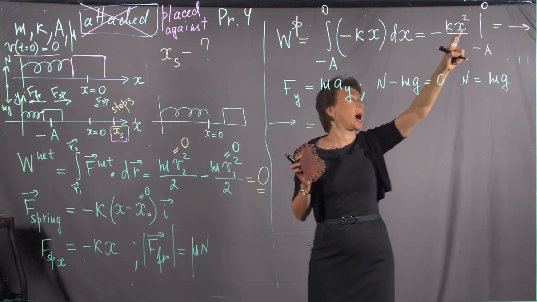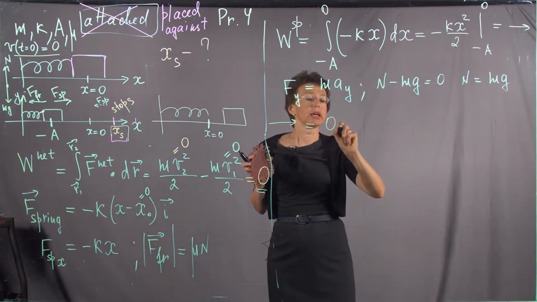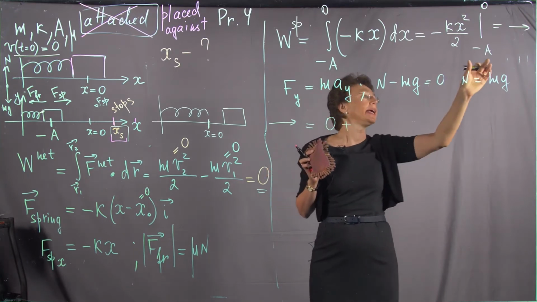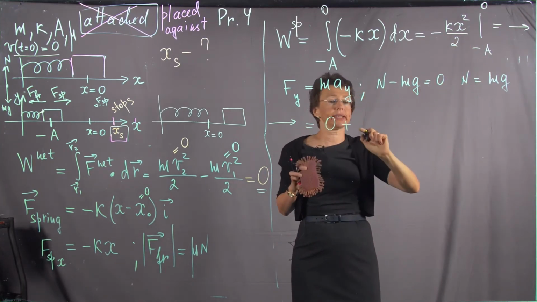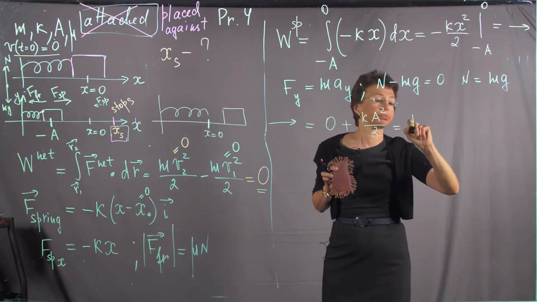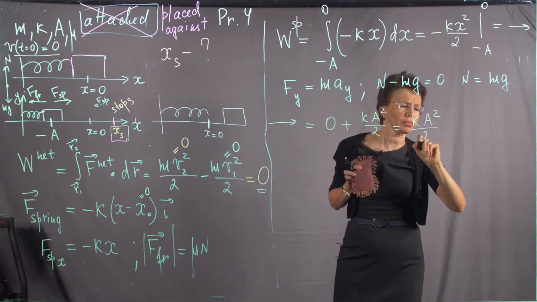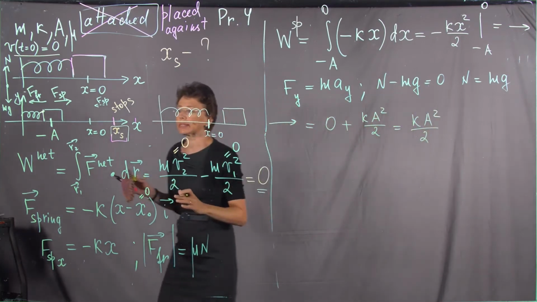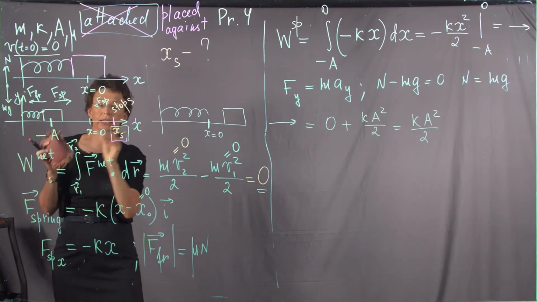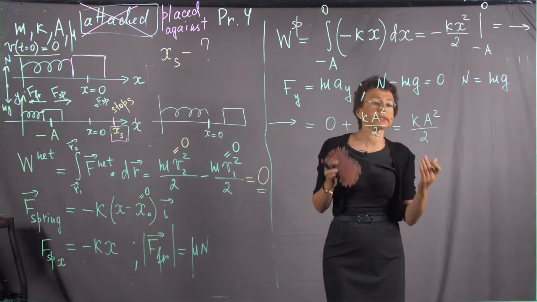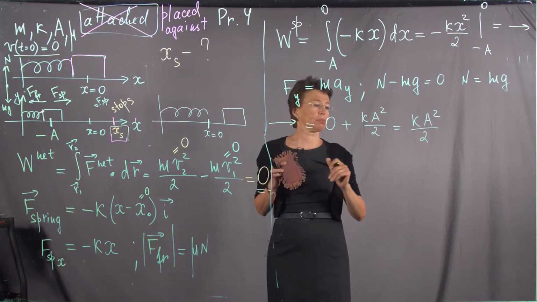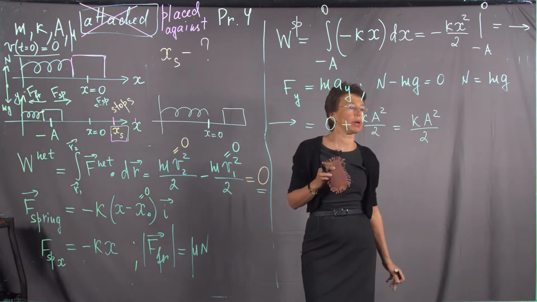I plug in the upper limit. It is 0. Then minus for the lower limit. Minus is plus. And minus a squared is a squared. So it is ka squared over 2. Does this make sense to us? Yes, because the force of spring is to the right and the displacement is to the right. So work done by force of spring has to be positive, and it is. So work done by force of spring is ka squared over 2.